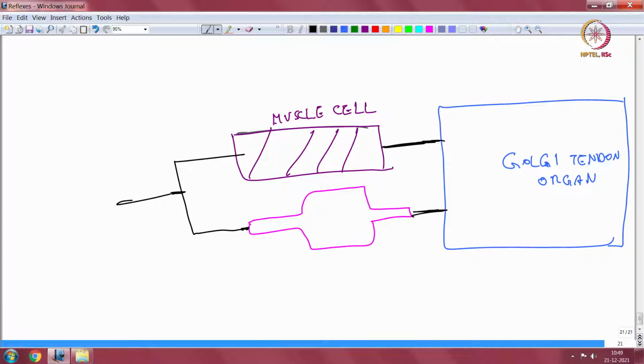A schematic diagram which basically highlights what I have been discussing so far. So, spindle cell, muscle cell, Golgi tendon organ, and all of them are together associated with this dynamics, and all of them are present within the skeletal muscle.